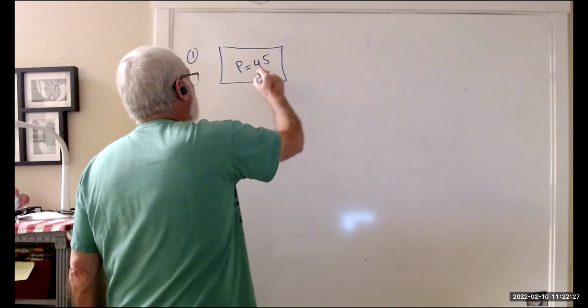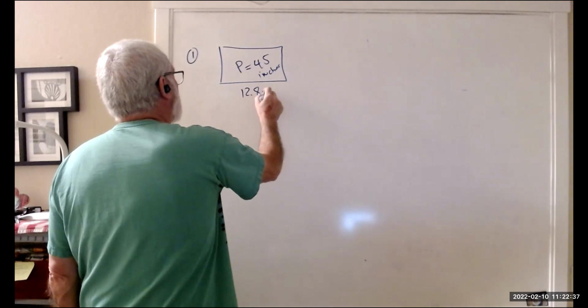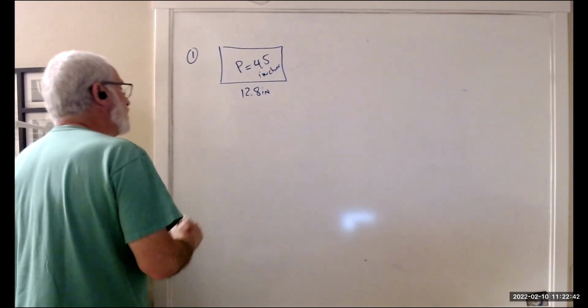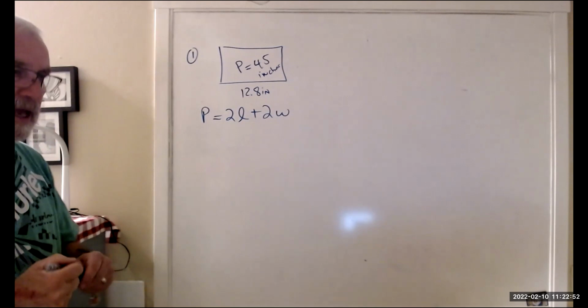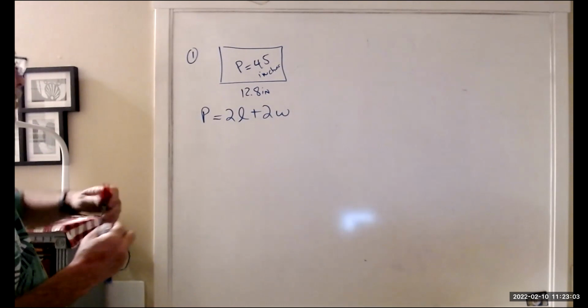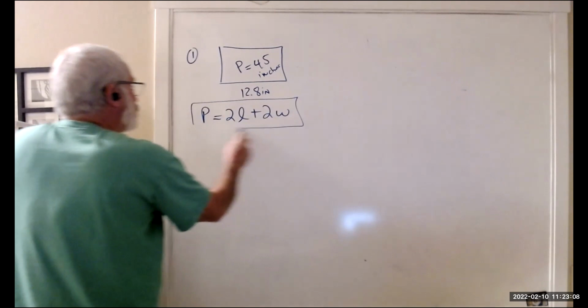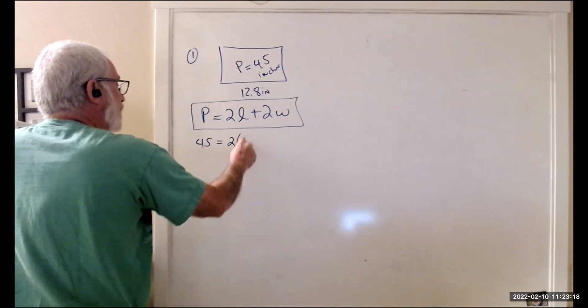Okay, that's a big clue, by the way. The length is 12.8 inches. Okay, so what I do is I pull from memory the whole perimeter formula, P equals 2L plus 2W. Now it's the whole thing, okay? It includes P equals all of these because you want to have something for everything. So I start plugging in, what do I have? Well, P was 45. This formula tells you where to plug in. P is 45, so I have 45 equals two times the length, two times 12.8 plus 2W.